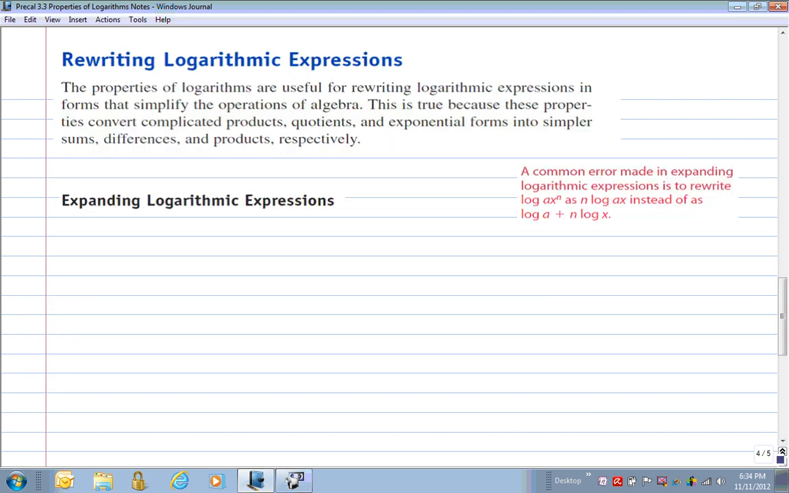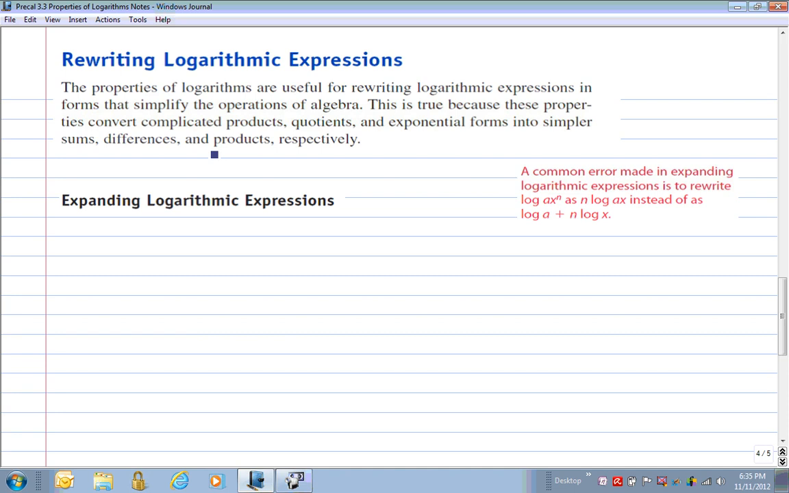All right, we're going to talk about rewriting our logarithm expressions using the properties that we just discussed, and hopefully you have written in your notes. If you didn't, make sure you go back, pause, and write those down. We can use those in rewriting our logarithm expressions in forms that simplify our operations of algebra. That's true because the properties convert complicated products and quotients and exponentials into simpler sums, differences, and products.